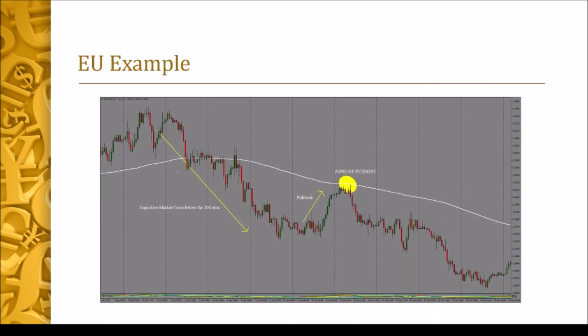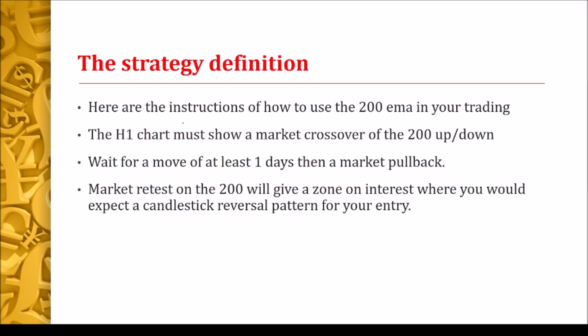In this case, we can see this particular price move on euro against the US dollar. From this point, we can see that the market went below the 200 EMA, which was an impulsive market cross below the 200 EMA. After that, we can see a price pullback to the 200 EMA to give us a zone of market interest where we are looking to get reasons for entry within the market. So let's go ahead so that you fully comprehend and understand how to utilize this.